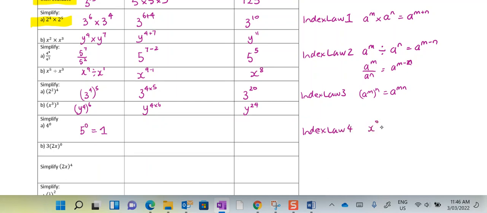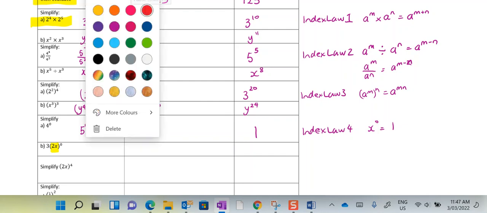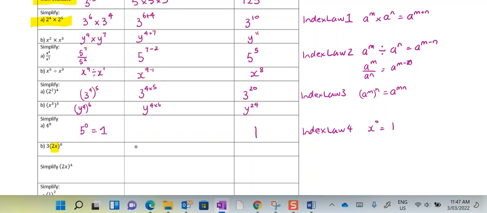That anything to the power of 0 is equal to 1. We do have to be careful though and say to ourselves, what is it that is actually to the power of 0? So the answer to this one is just 1. But the next question, the thing that's to the power of 0 is this 2x, not the 3. So we need to make sure that we're doing 3 times 1, which is equal to 3. So it's only the 2x to the power of 0 that equals 1.